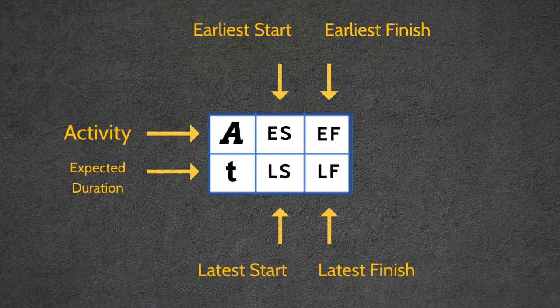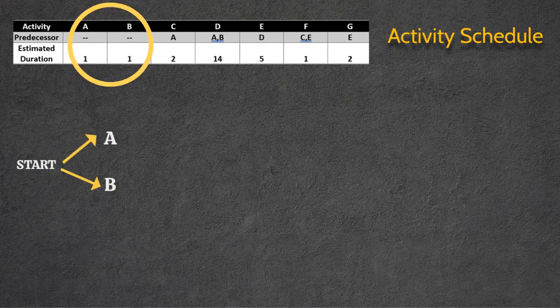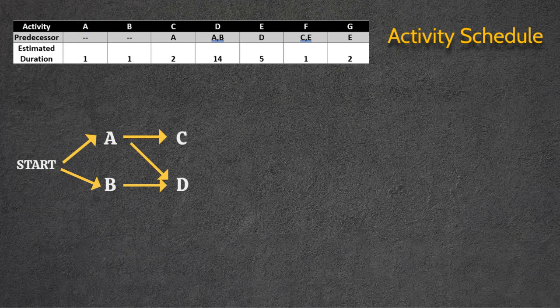Let us go ahead and draw the activity on node diagram. I recommend that you start with a sketch. This is to make things easier when you complete the network diagram. We will start with both activity A and activity B because they do not have any predecessor. Activity C needs A to be completed before it can start. Activity D relies on both A and B to be completed before it can start.